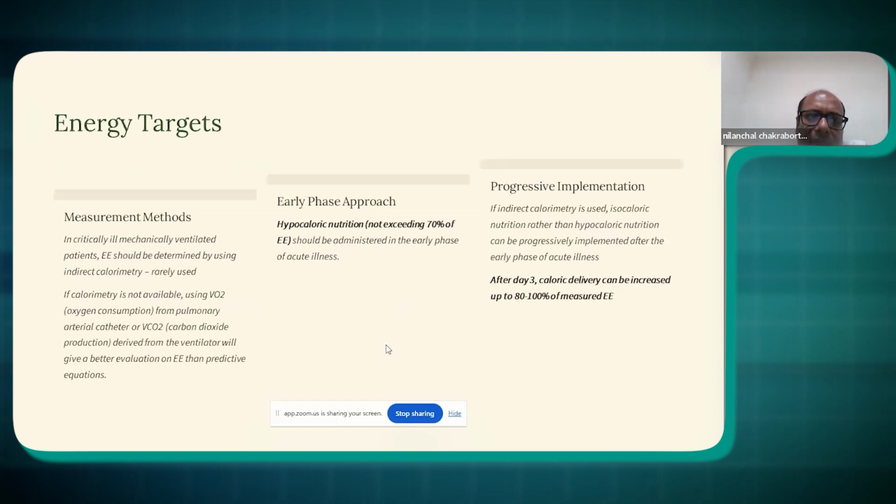There are different theoretical criteria for assessing the energy targets, but they are rarely used, like indirect calorimetry or the amount of carbon dioxide production compared to oxygen consumption. And we never intend to give more than 70% of the nutritional need or energy expenditure in the first 48 hours. We intend to give only hypocaloric nutrition in the first 1 to 2 days, the early phase, and then after 3 days we gradually increase it to 80 to 100% of the energy need as per the requirement, targeting to reach it by around 7 days as the patient tolerates.